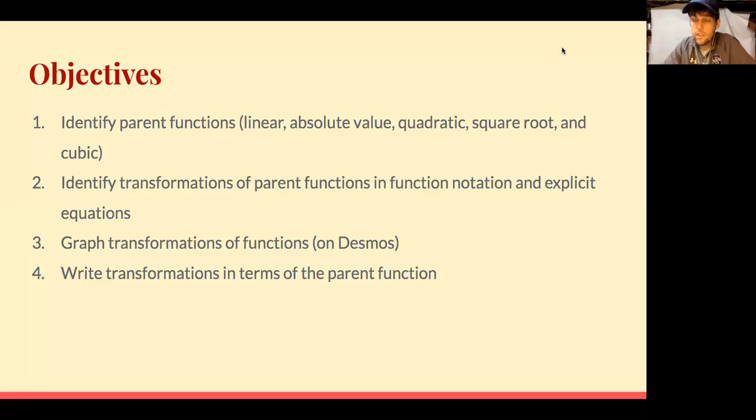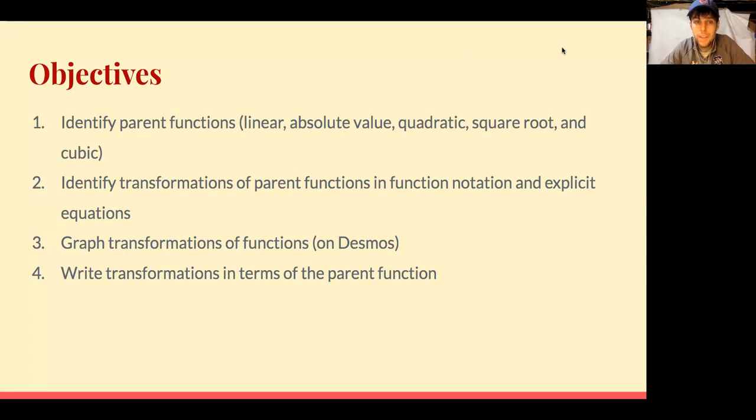All right, this is lesson 1.3. We're going to be talking about transformations of functions and how those things appear on the graph, in the equation, and all of those sorts of things. So these are our objectives for today.